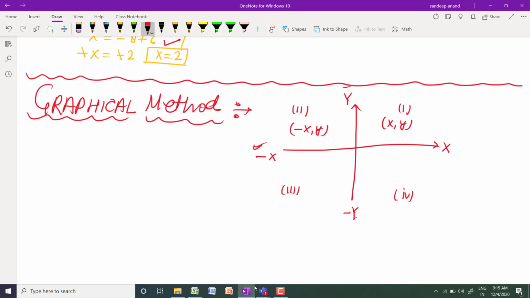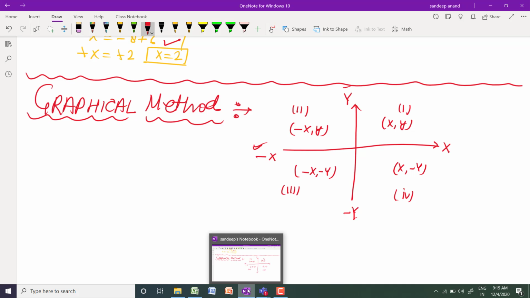In the third coordinate, x and y are both negative, and in the fourth coordinate, x is positive and y is negative. Yes or no? Okay, now it is visible.